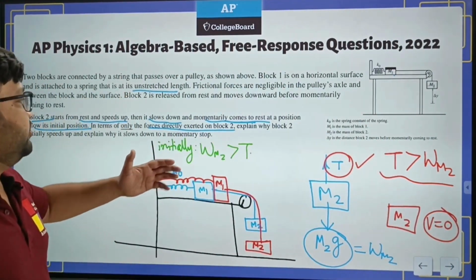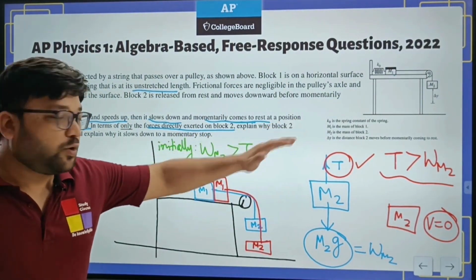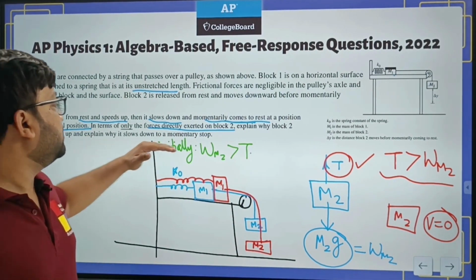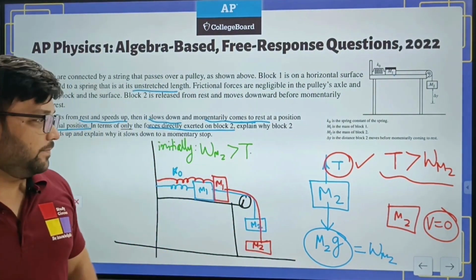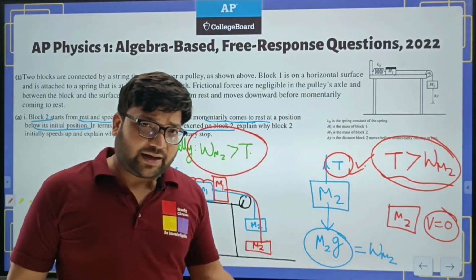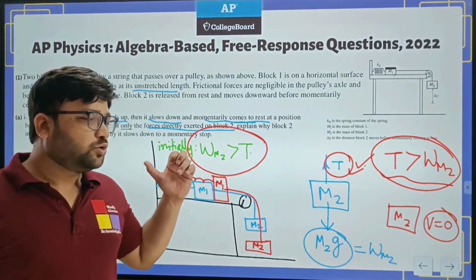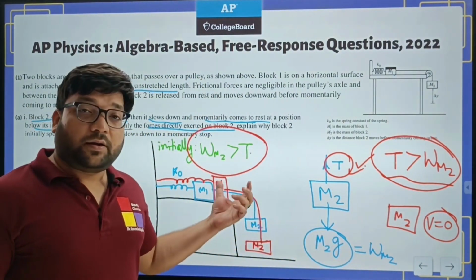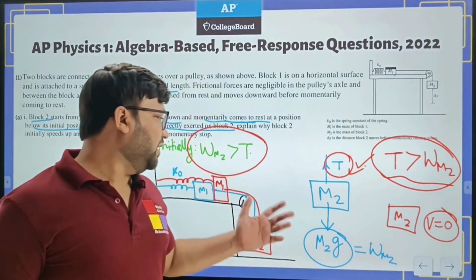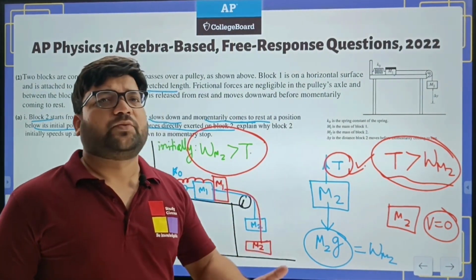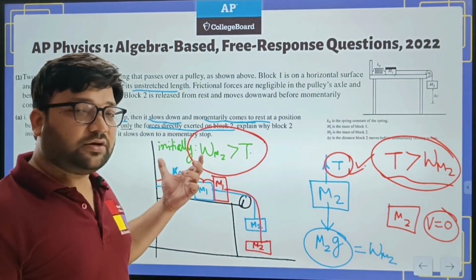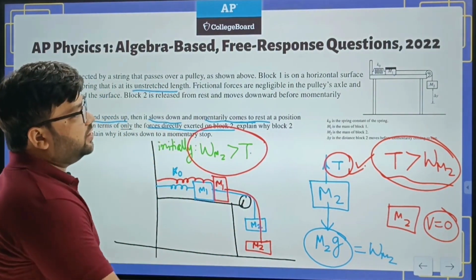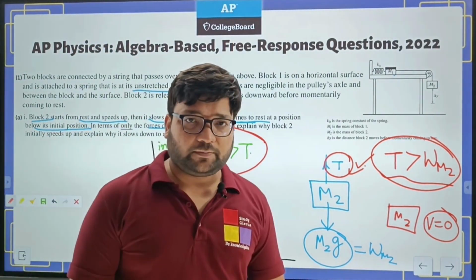So that is what the question is asking: explain why block 2 initially speeds up and why it slows down to a momentary stop. The spring force is not acting directly on M2, so it doesn't directly have anything to do with the movement of M2, but certainly the tension in the string is related to the tension in the spring. So this much is enough to explain for this question.